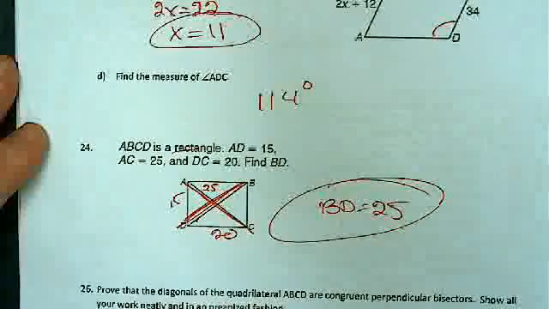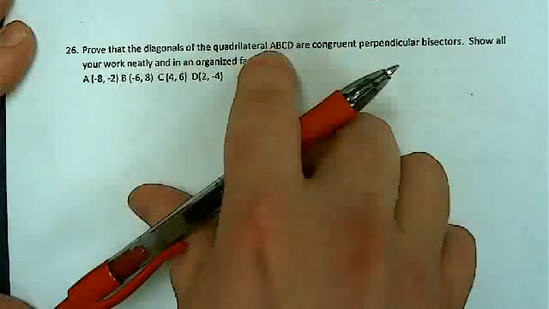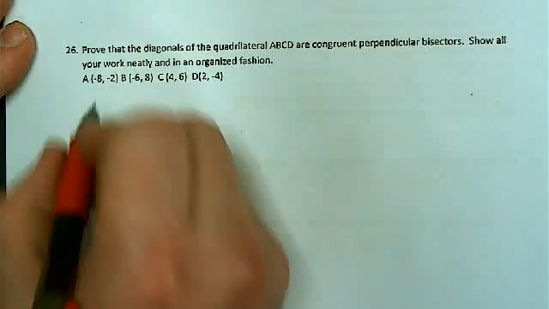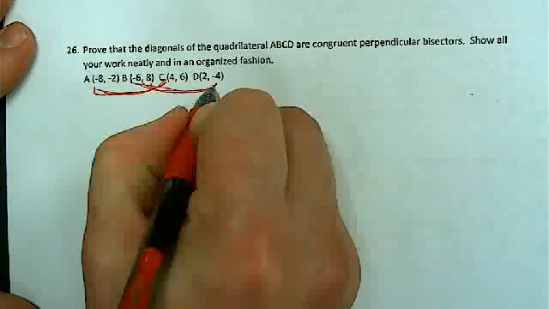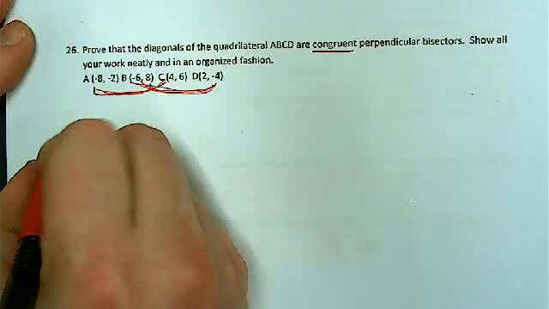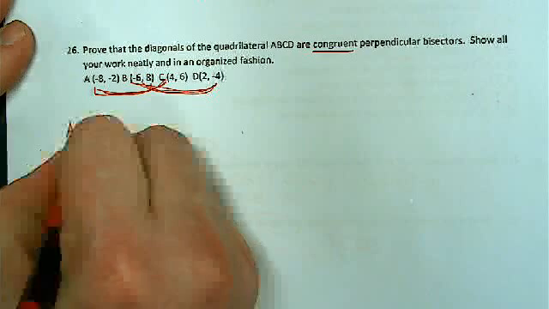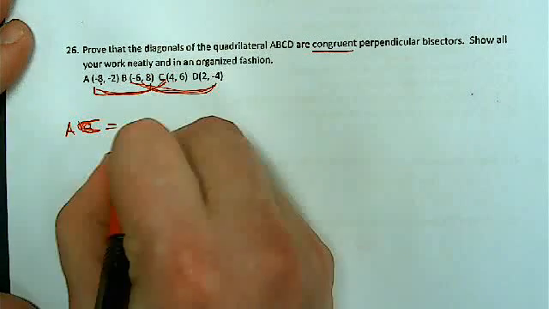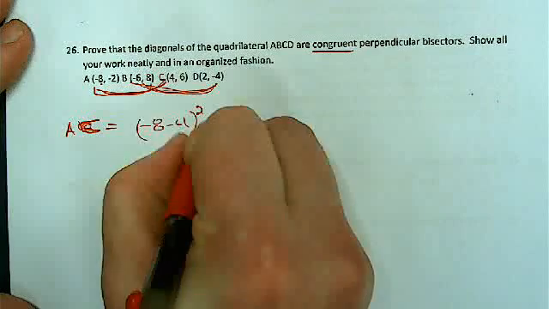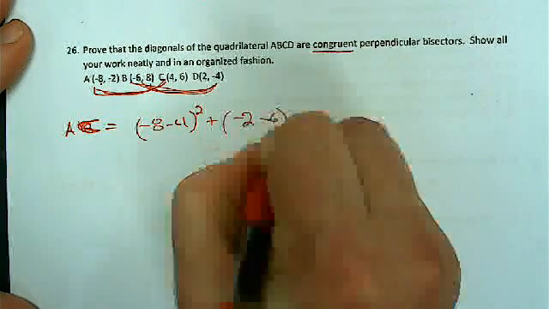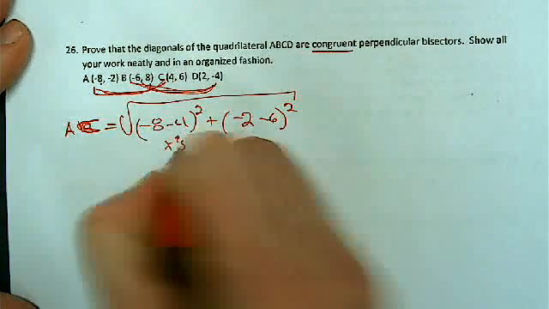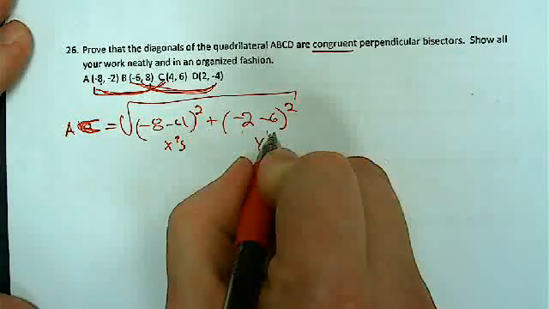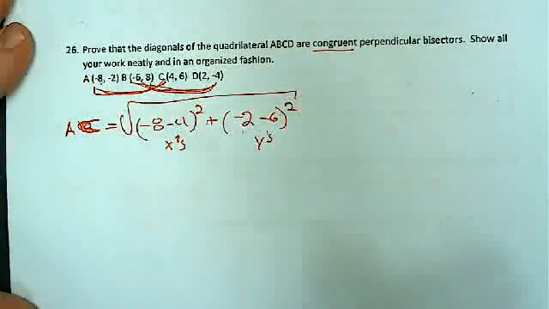Last but not least is 26, our coordinate geometry problem. Prove that the diagonals of quadrilateral ABCD are congruent perpendicular bisectors. The diagonals are AC and BD. Congruent means they have the same length. So the length of AC is going to be the square root of (-8 minus 4) squared plus (-2 minus 6) squared. That's the x's and the y's. Take their difference, square them, add them, and then take the square root: the distance formula.